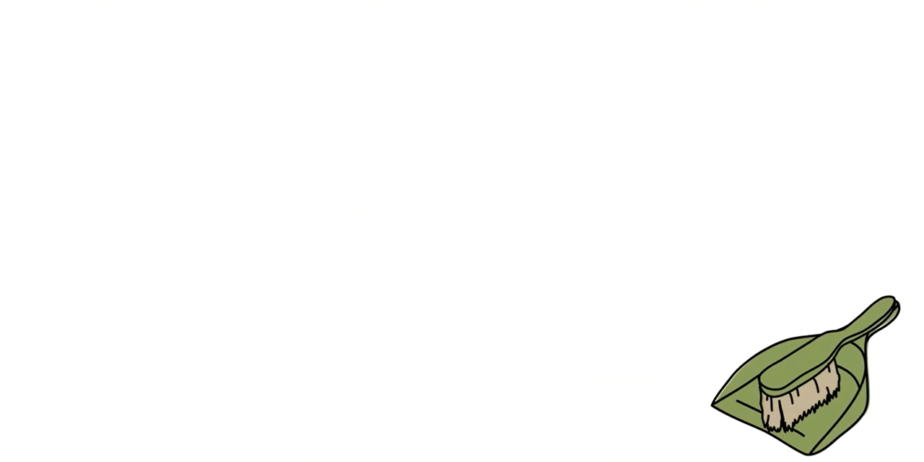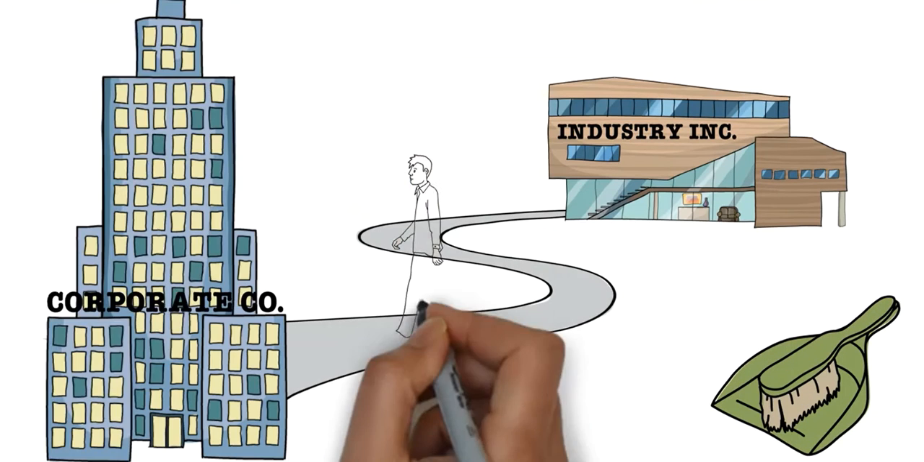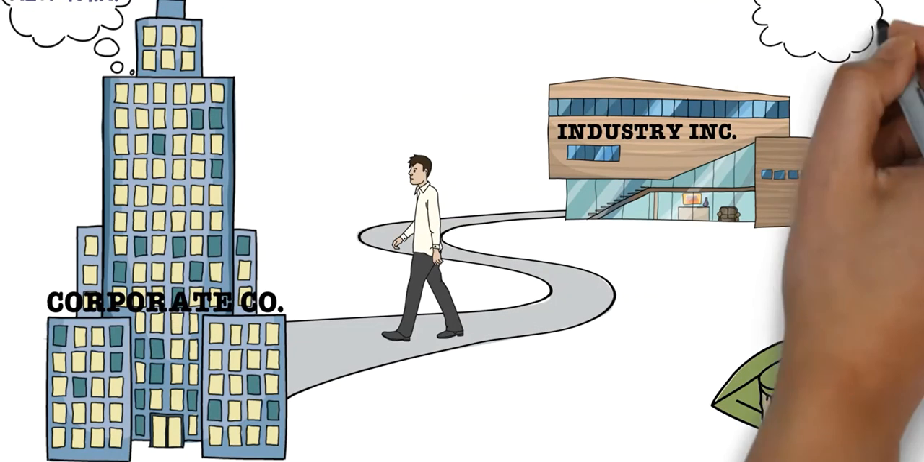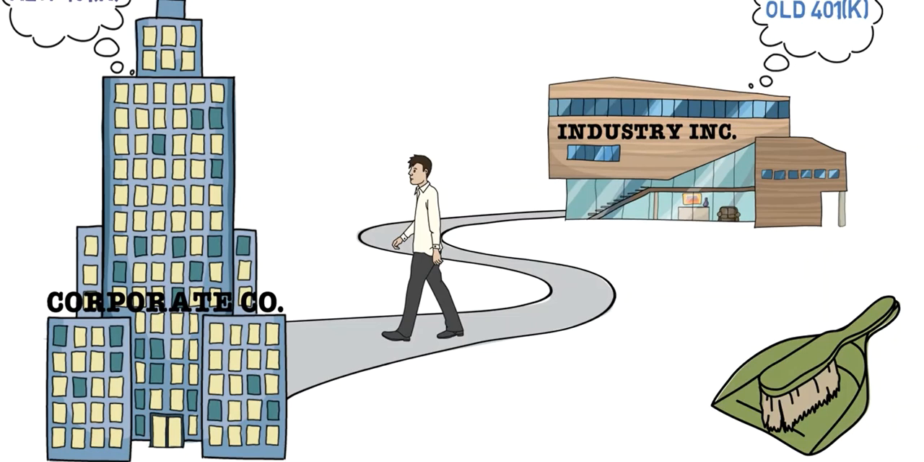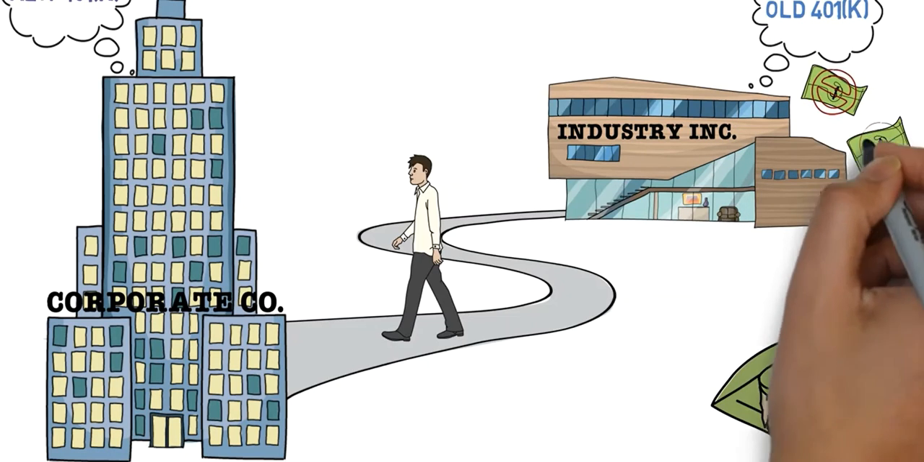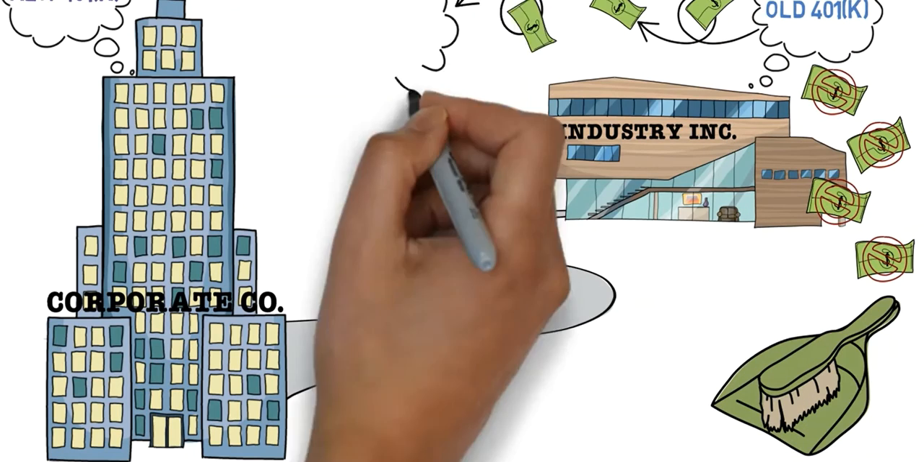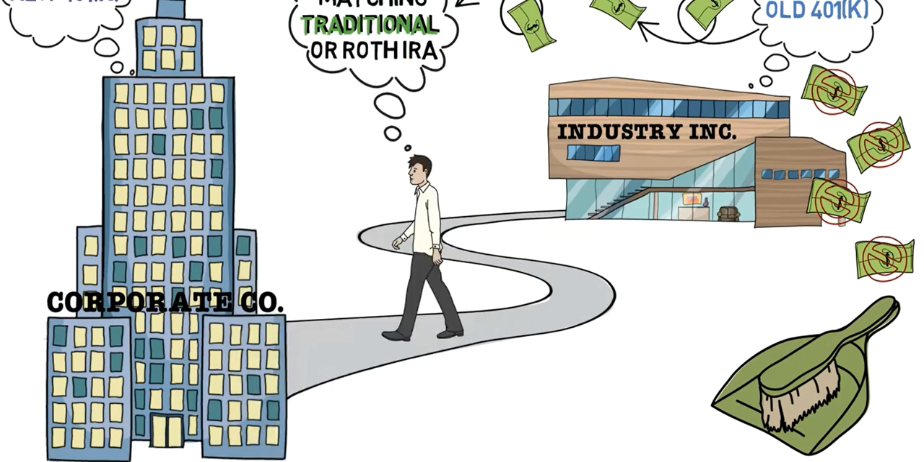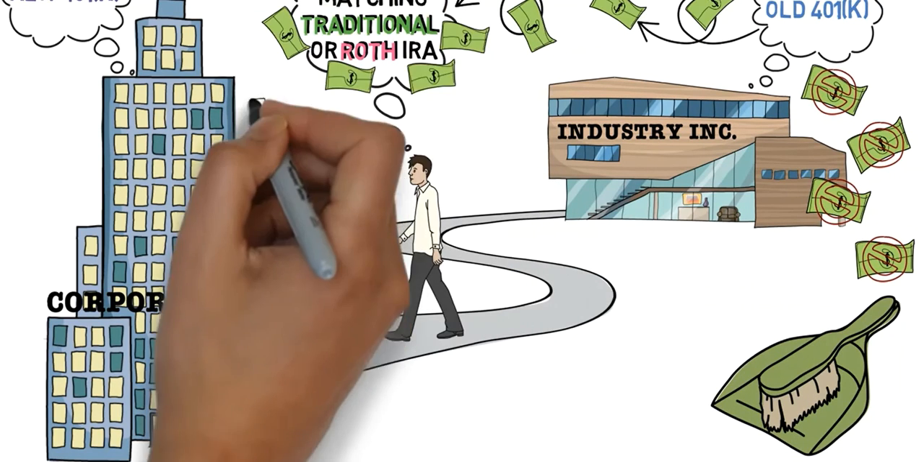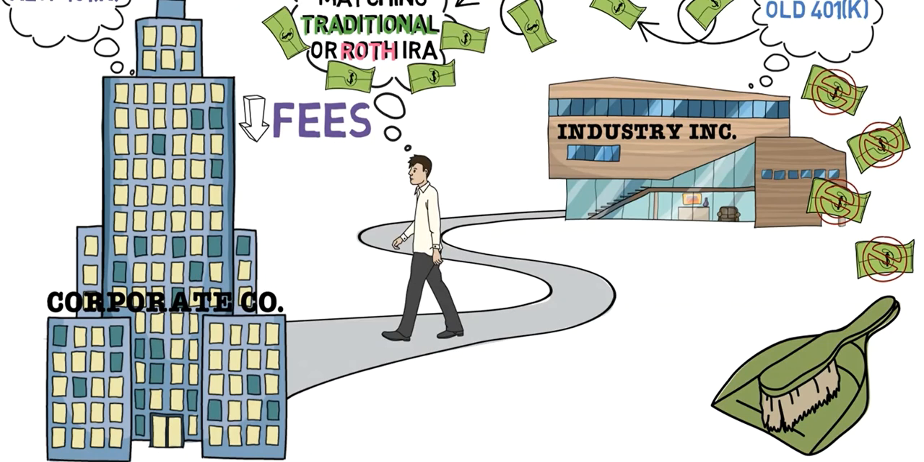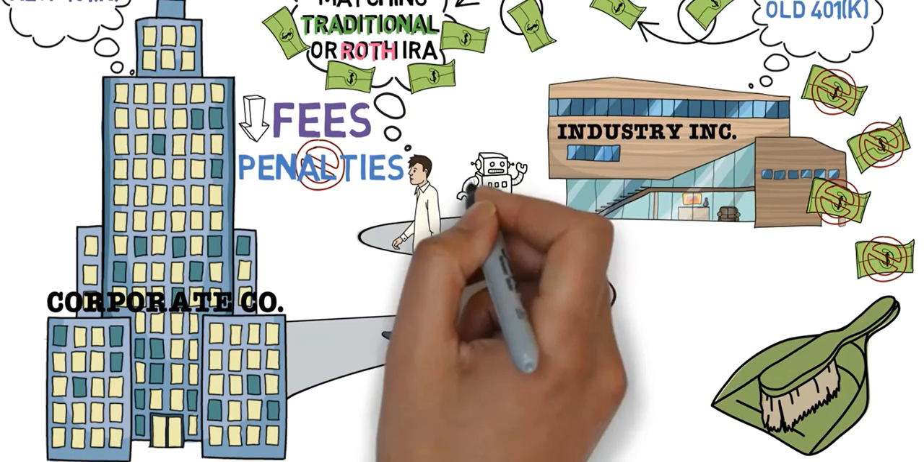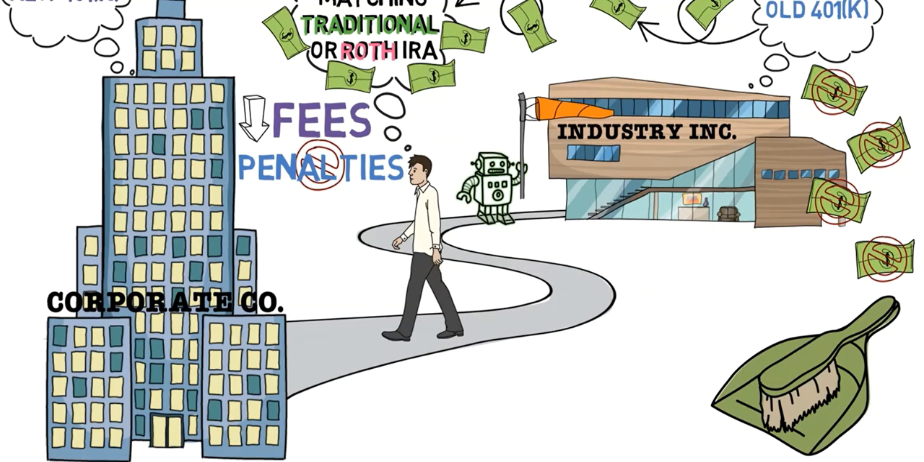Finally, a bit of housekeeping. Whenever you change jobs, you start a new 401k with your new employer and leave the old one behind. Whatever you do, don't cash out of the old one. Instead, roll it over into a matching traditional or Roth IRA. This will allow you to consolidate your funds and lower your fees while avoiding any tax or withdrawal penalties. And don't worry, robo-advisors make this process a breeze.